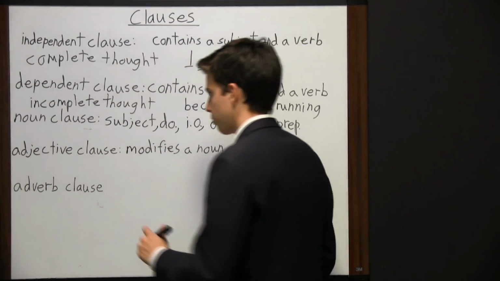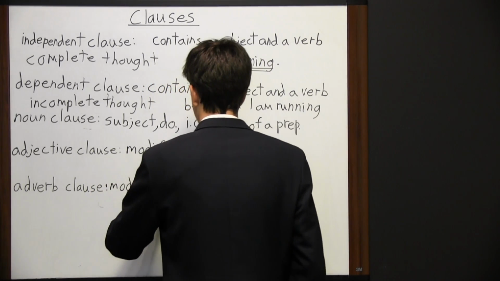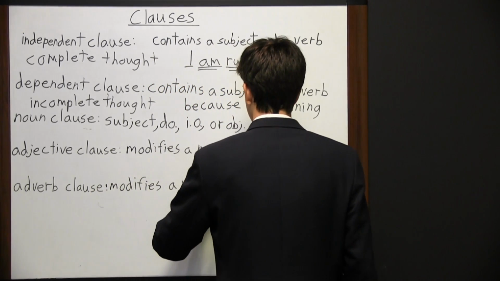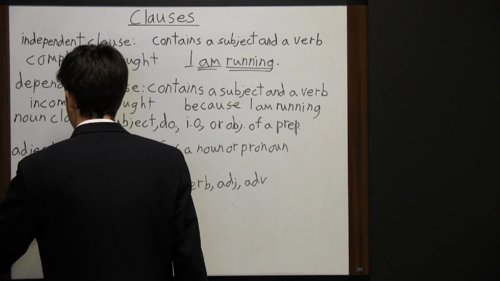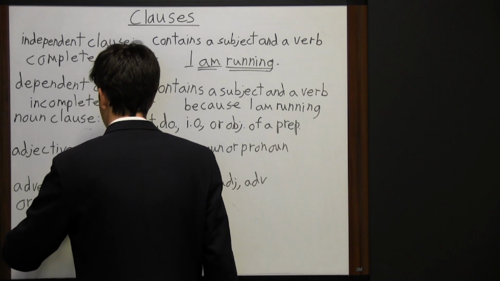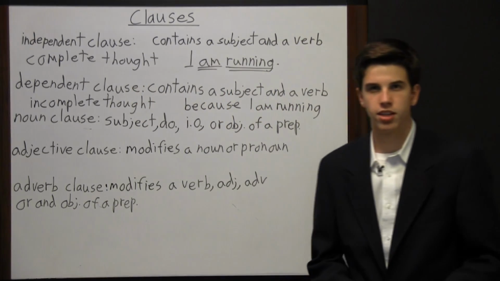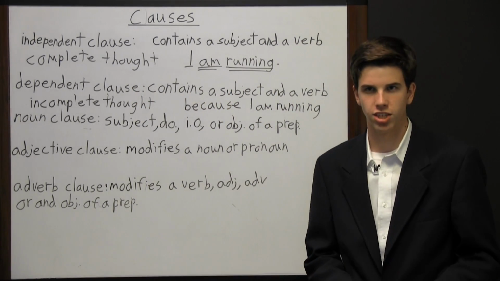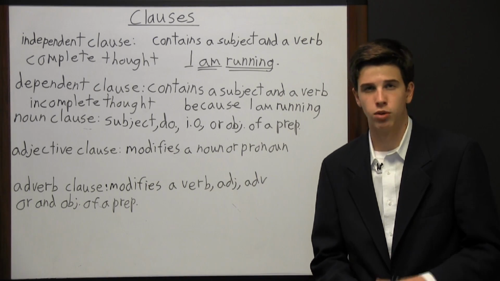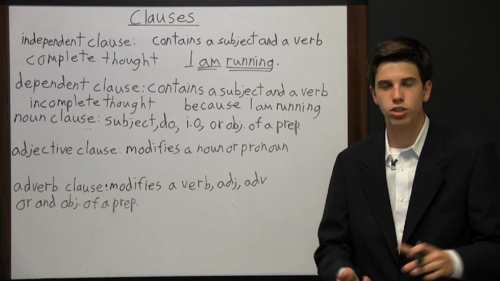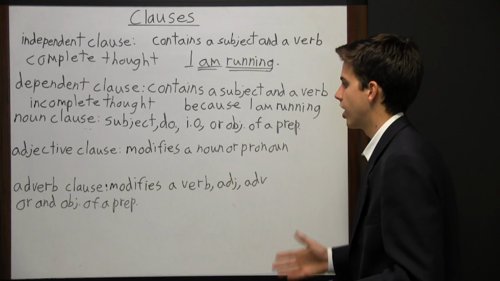Then finally, we have an adverb clause, which modifies a verb, an adjective, another adverb, or an object of a preposition. Now, an adverb clause begins with a subordinating conjunction, such as after, because, since, unless, etc. And an adverb clause answers the question when, where, why, how, or to what degree, or under what condition. So that's a look at some different types of clauses.